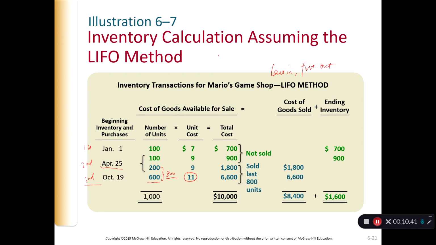In other words, it's like a tube, right? This is the first layer, this is the second layer, and this is the third layer. So last in, first out, start eating from the third layer first, and then a little bit of the second layer, because the third layer is at $11, the second layer is at $9, and the first layer is at $7. So last in, first out starts eating the latest, which is on the top of the jar, and you leave what is old still inside the tube.